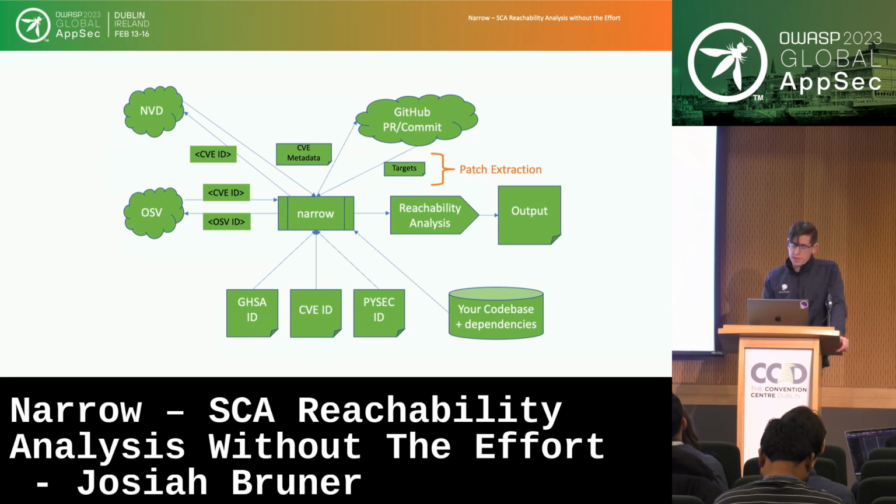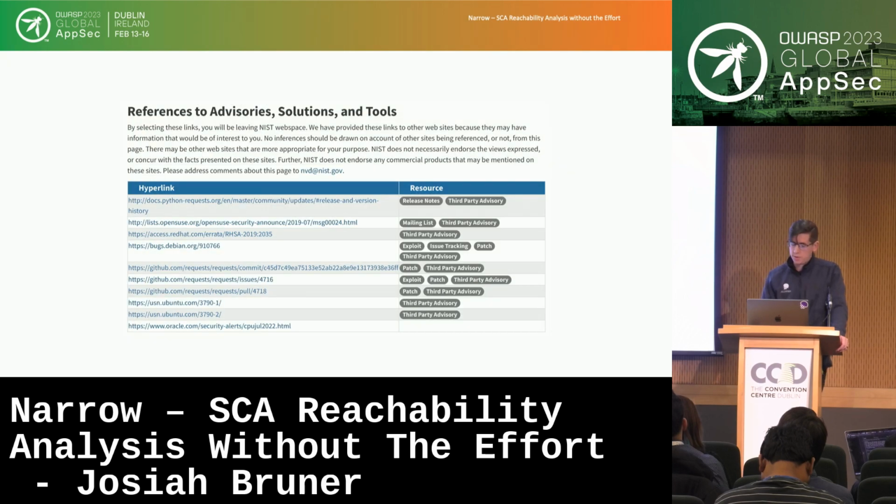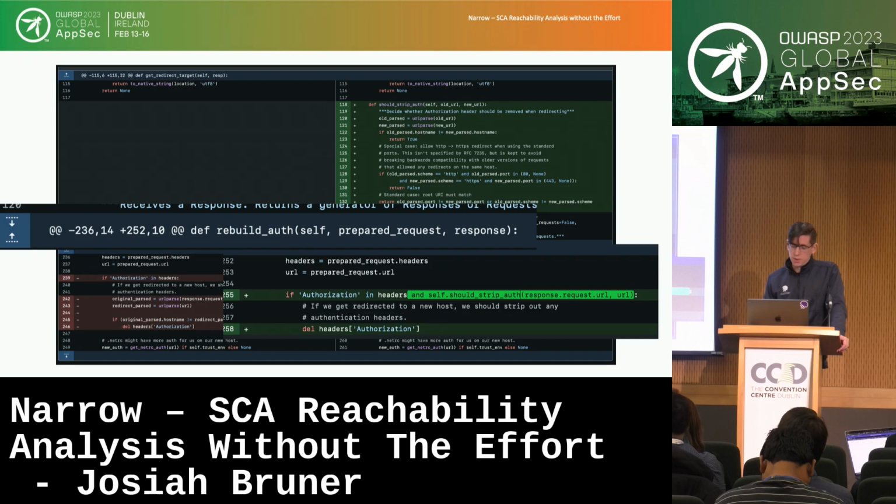So let's quickly dig into patch extraction a little bit. Here's another example CVE that's used for testing Narrow a lot. It's in the requests package, and it's related to issues in handling HTTP auth headers and how they handle modifying that. The details don't exactly matter, but what does matter is the list of references that are already provided by the NVD. You'll notice it has both a commit and a pull request from GitHub already included. And so our thinking was we could hopefully examine those and determine targets that we care about analyzing. So let's take a look at it.